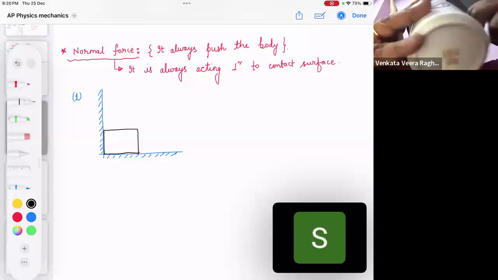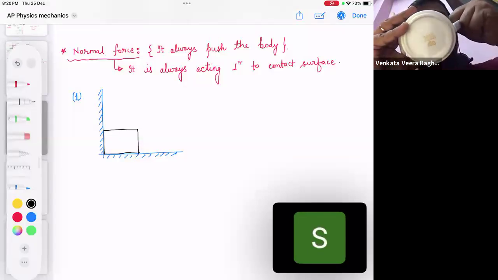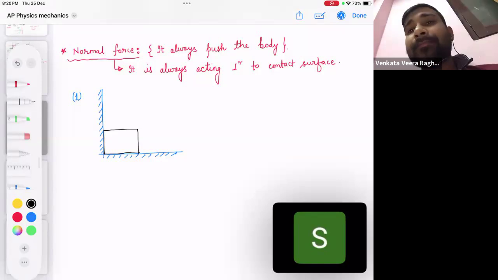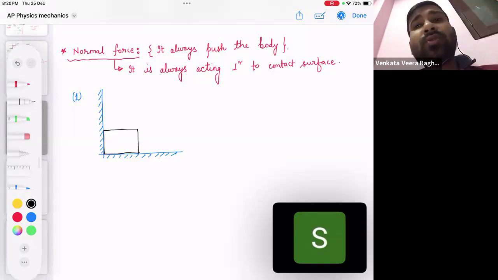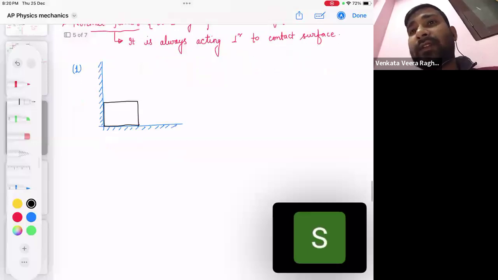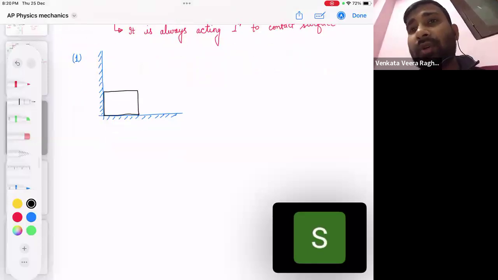Can you tell me how many normal forces will be acting on this block, on this book? How many normal will be acting on this book? Two. Everyone is clear? Two. Why two? Because this object is in two contacts. This object is in contact with two different surfaces. So we are going to have two normals. Okay, let's draw those directions of normal.